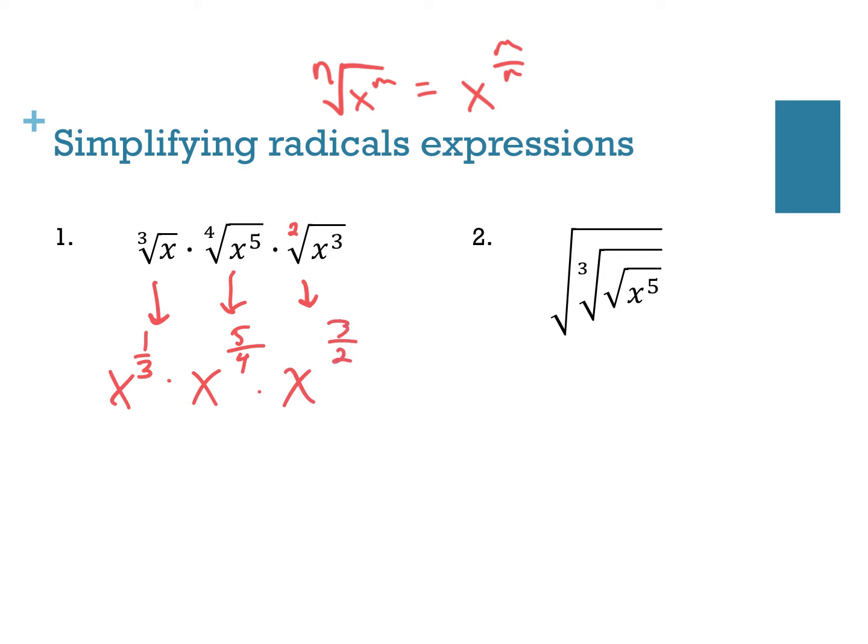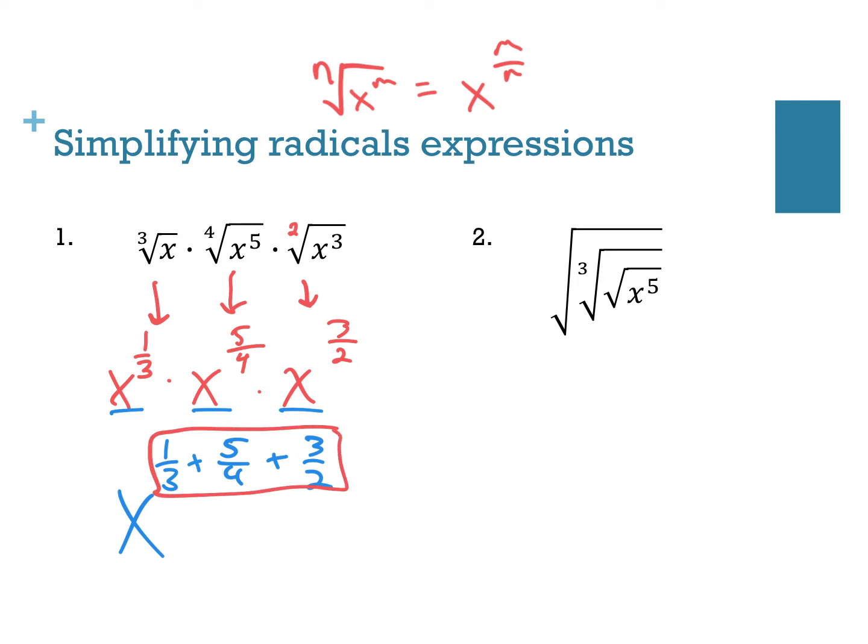Now that they're all the same base, you're multiplying those with exponents. That means we'd add those exponents together. So yes, we have to add with fractions. So our answer is going to be x to the 1/3 plus 5/4 plus 3/2 power. And in order to add fractions, yep, we need a common denominator. And it looks like the common denominator here would be in terms of 12ths.